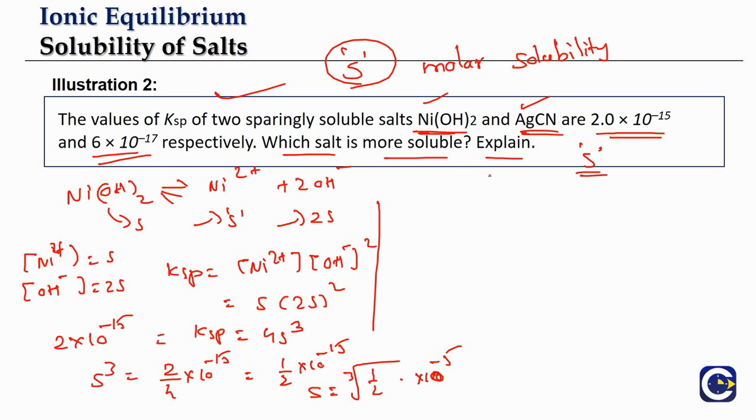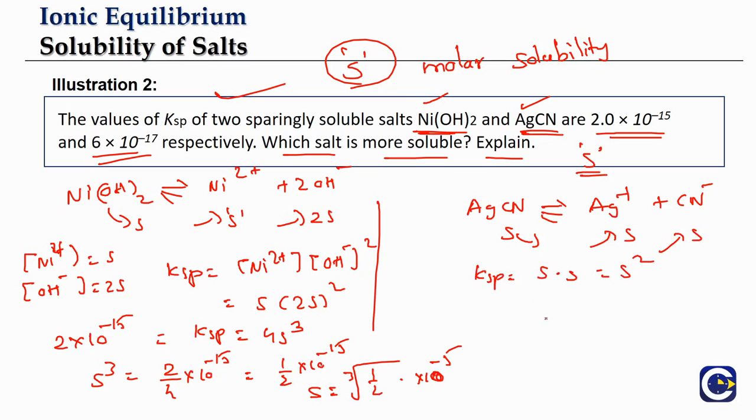What is the other salt? AgCN. What is the KSP value given to us? When AgCN is dissolved, we are going to get 1 Ag+ and 1 CN-. If the molar solubility is S, we'll get S amount of each. So here the KSP formula: Ag+ ion concentration is S, CN- is S, so it is S squared. So 6 into 10 power minus 17 is equal to S squared. Means from here S will be equal to what?